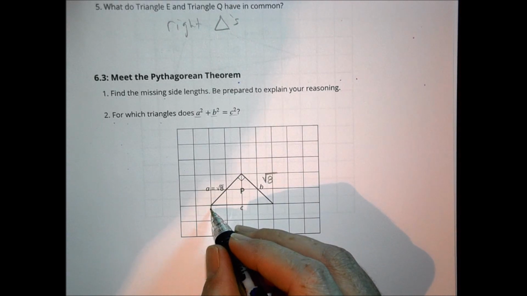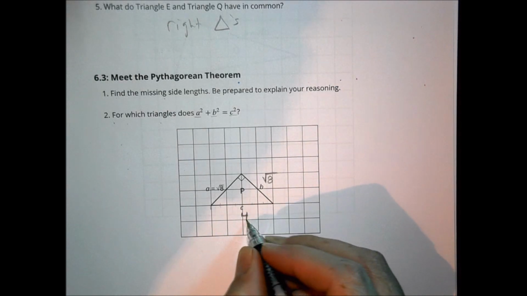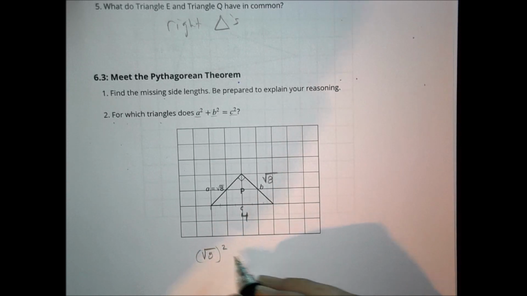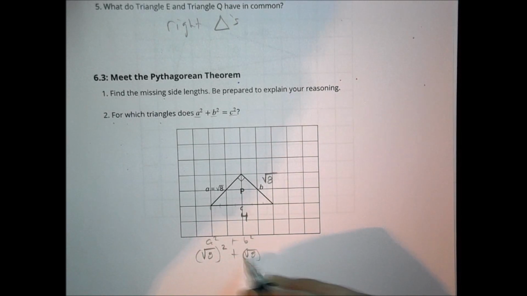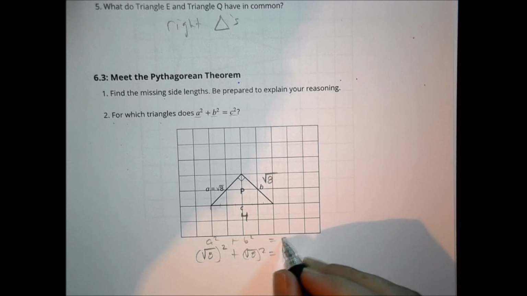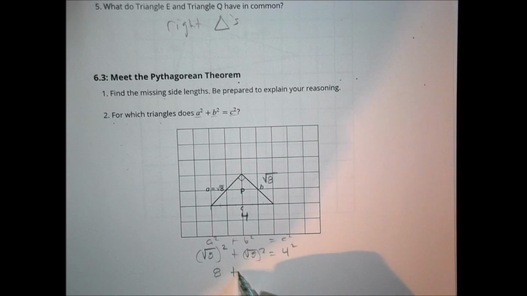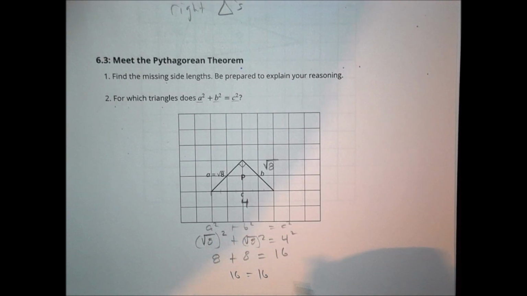This length, though, is going to be simply 1, 2, 3, 4, because it happens to be 4 across. So, does root 8 squared, this is our A squared, plus our B squared, root 8 squared, equal C squared? Well, square root of 8 squared is simply 8. And then 4 squared is 16. 8 plus 8 is also 16. So does 16 equal 16? We would say yes it does, right? So are we okay with that one? Does that make sense?